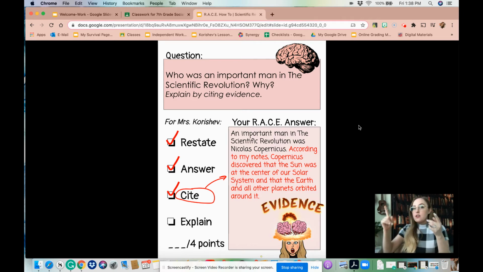So you want to start off with one of those sentence starters, like, for example, according to the text, according to the video, the author states. So just tell me that you are introducing evidence with a sentence starter. So I chose to go with, according to my notes, Copernicus discovered that the sun was at the center of our solar system and that the Earth and all other planets orbited around it. Amazing evidence. But I'm not done with my RACE response because I still haven't explained why I think Nicholas Copernicus was an important man in the scientific revolution.